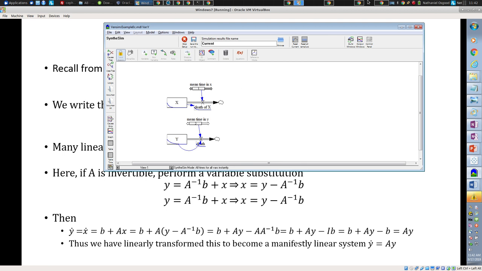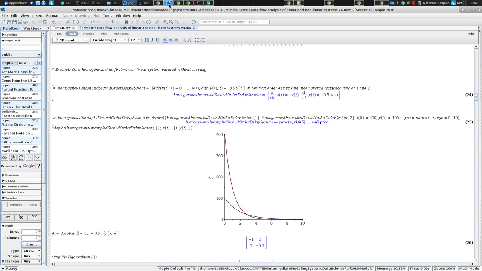And there we can see this system right here. Can you see this? There it is. 400 and 100, one decays from 400, one decays from 100. So this is the dynamics over time if we view them together.